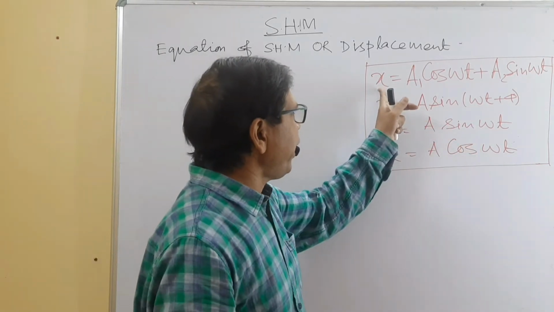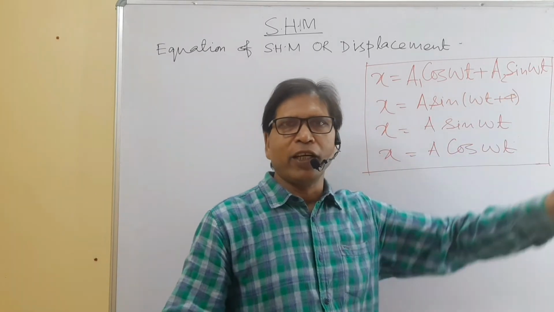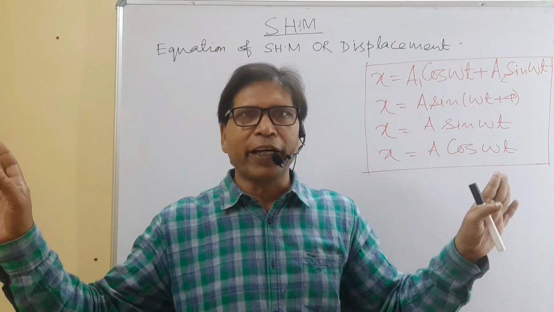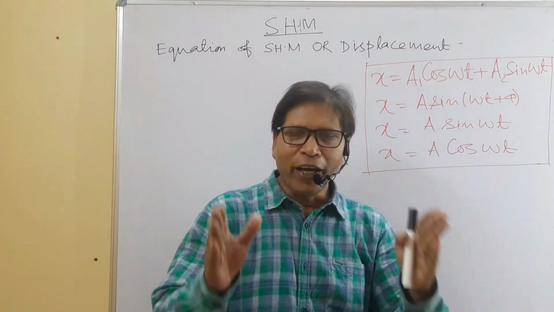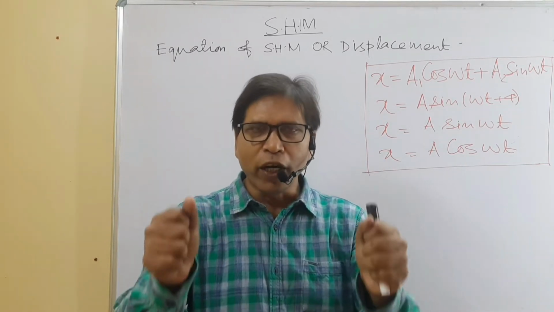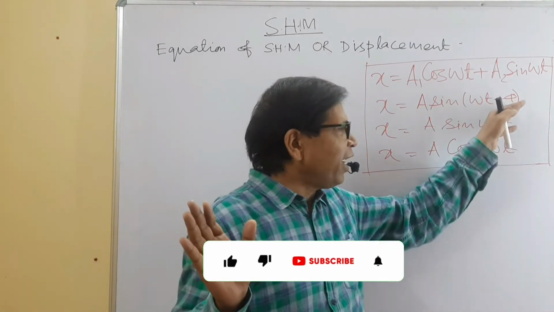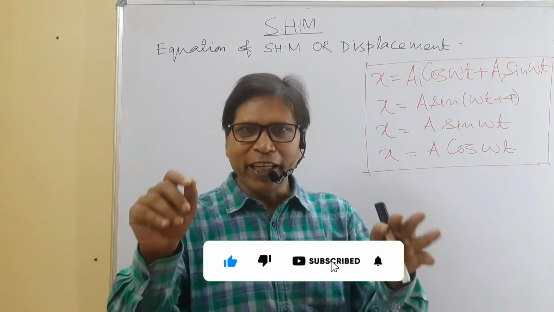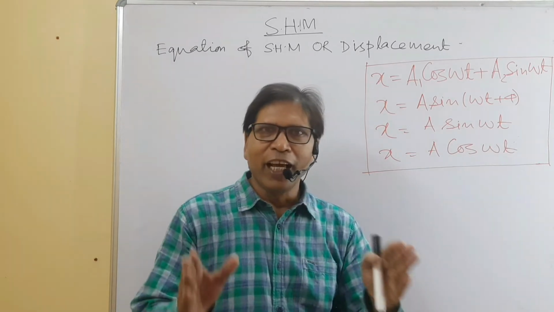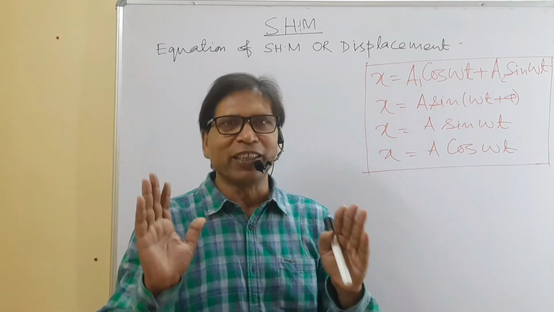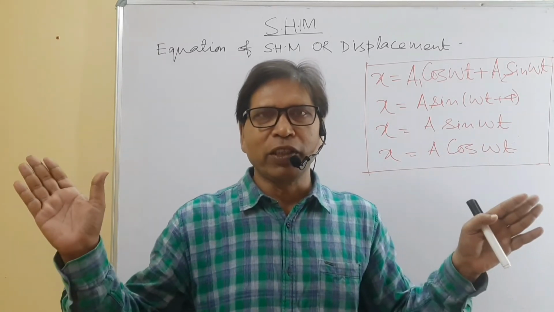Now first of all, x equals a1 cos omega t plus a2 sin omega t, where a1 and a2 are arbitrary constants, and x equals A sin(omega t plus phi), where capital A equals root under a1 square plus a2 square is the amplitude of SHM, and phi is the initial phase equal to tan inverse a1 by a2, and finally x equals A sin omega t if the motion starts at the mean position, and x equals A cos omega t if the motion starts at the extreme position.